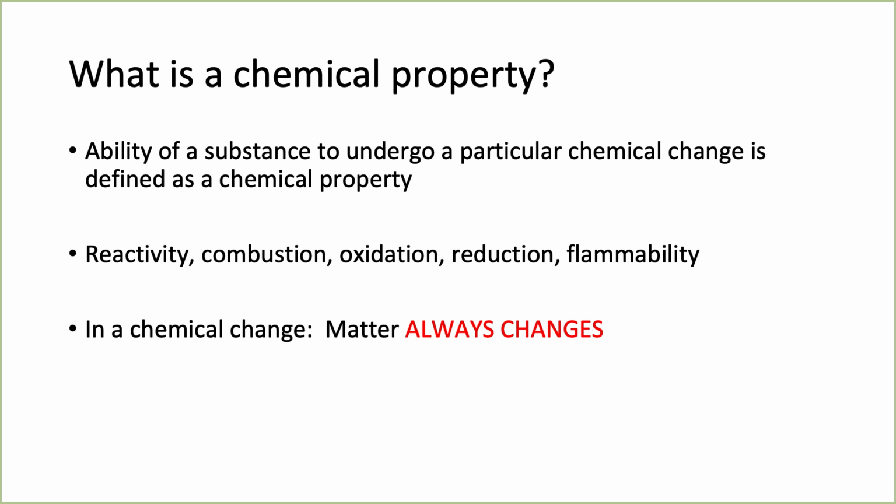And here's a chemical property: its ability to change itself. When we have a chemical property, we're looking at how the matter can change from one substance to another. Something's either being added or taken away. This is what I mean by chemical property. Basically, does it react? Does it burn up? Can it undergo what we call oxidation, giving or taking electrons? Flammability, which is different from combustion.